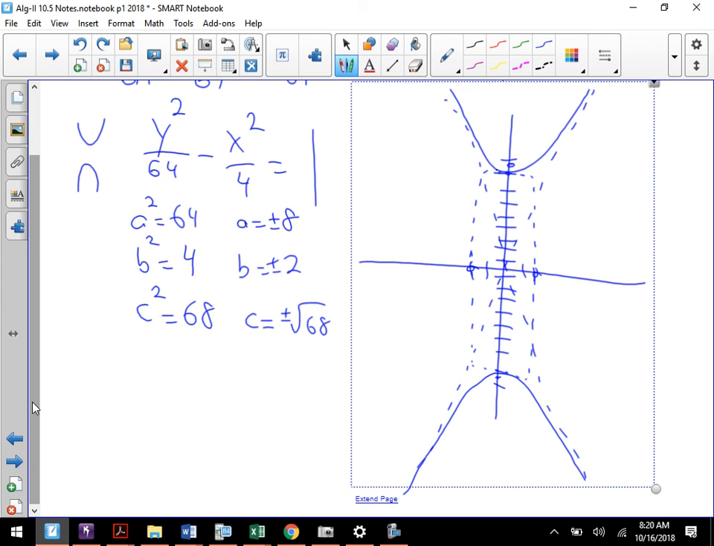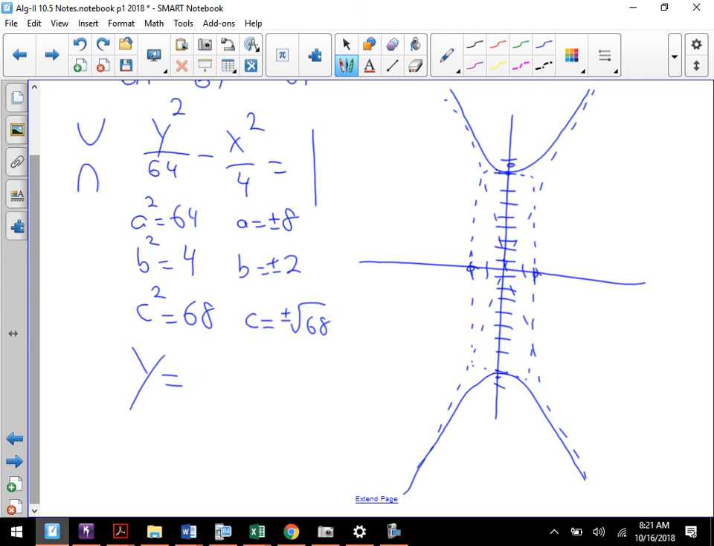I went up 8 over 2. What's my slope? 4. I also went down 8 over 2. So my two equations, this only works when we're centered at the origin. We have y equals plus or minus 4x. You can write them separately, or you can write them together like that. Those are the equations of the slant asymptotes, 4x and negative 4x.